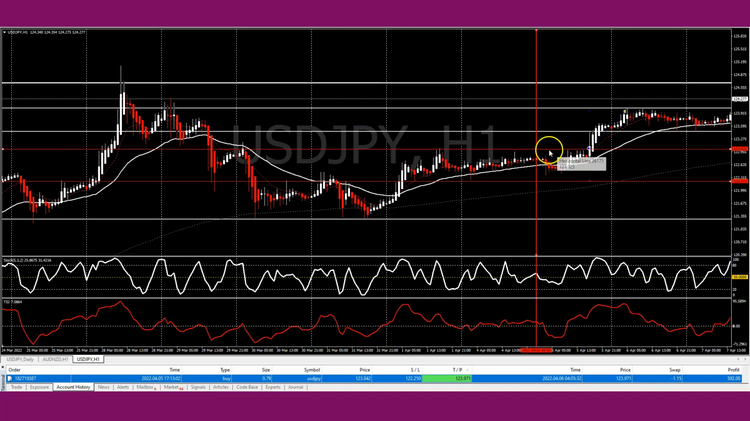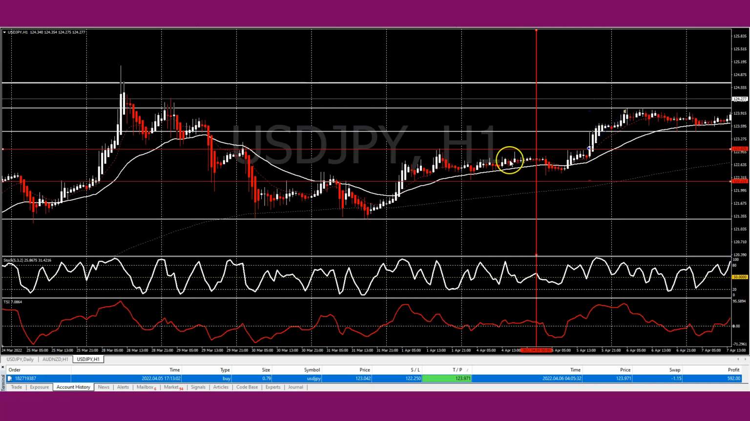My entry was at the break of this high. You can see the entry right here. And then I did a 1-to-1 because I like quick trades. My win rate is so good trading new level that 1-to-1s keep me profitable trading this strategy. Here's the take profit right here.